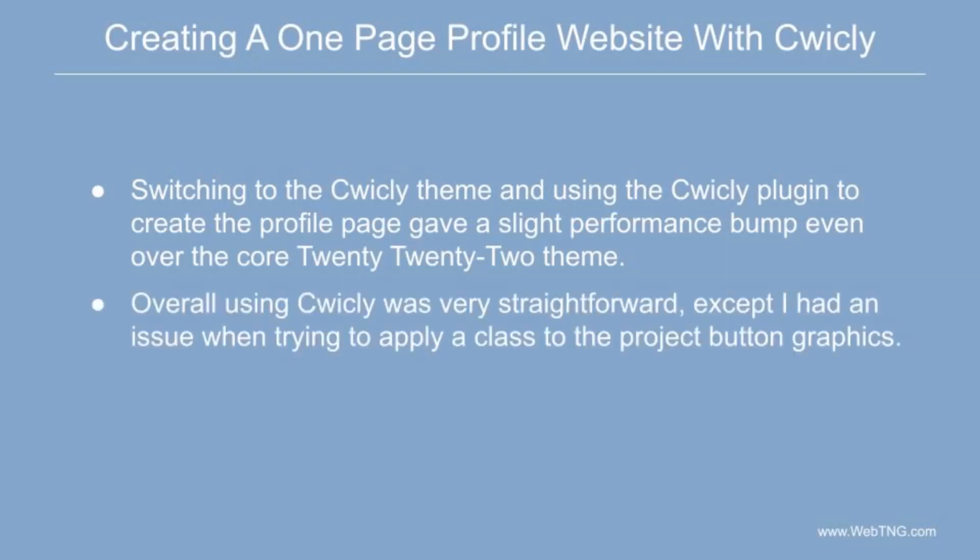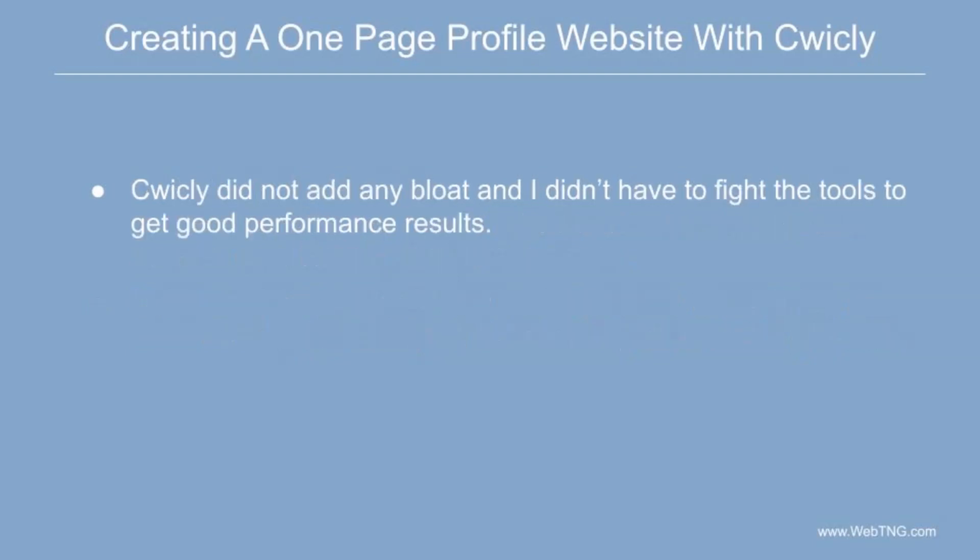For the most part, this was very straightforward. I did have one issue when trying to apply a class to the project image buttons. It seemed like the border settings were applied, but the size settings were not. That could be user error, but I'll check with the Cwicly team. I was hoping for perfect 100s for the mobile and desktop from Google Lighthouse without having to use any caching plugin. This is a simple site, so I thought that should be achievable, and I was glad that Cwicly did not add any bloat. It's always nice to see perfect 100s.